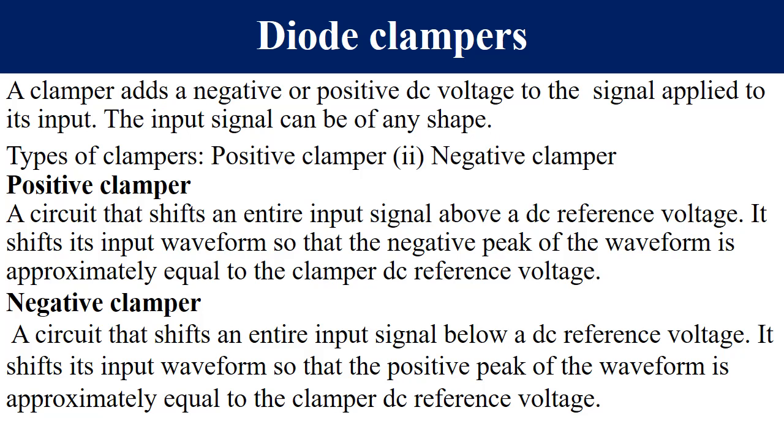It does the opposite of what a positive clamper does. It shifts the entire input signal below a DC reference voltage so that the positive peak of the input signal is approximately equal to the DC reference voltage. Don't worry, the moment we introduce the block diagram in the next slide, it's going to be very, very clear.